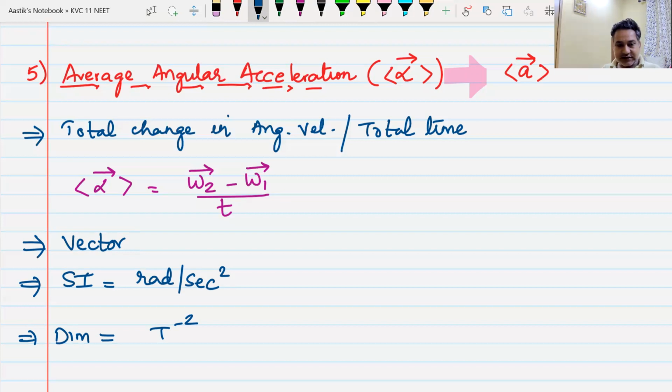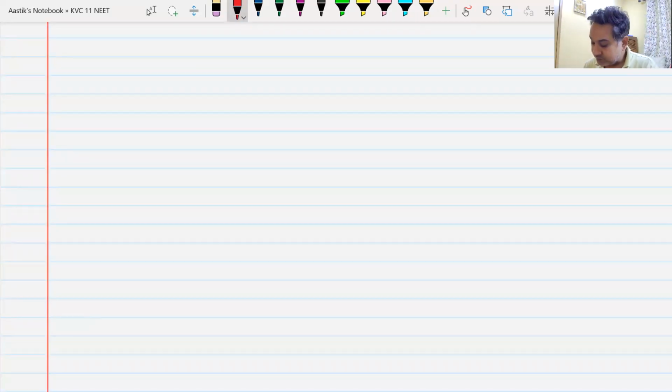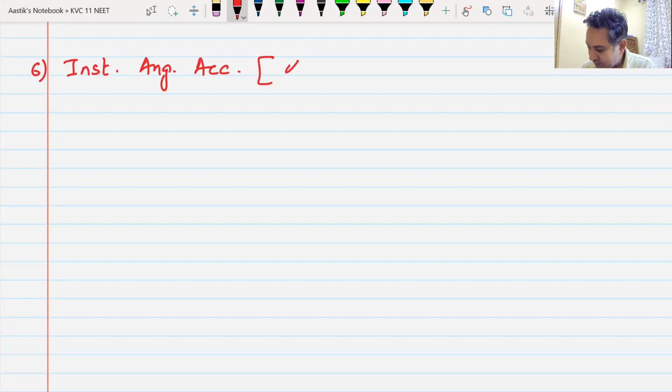Average angular acceleration, that is the fifth term in the process. Have you noted it down? Yes. Then comes the last term. The sixth term is instantaneous angular acceleration, simply alpha vector.